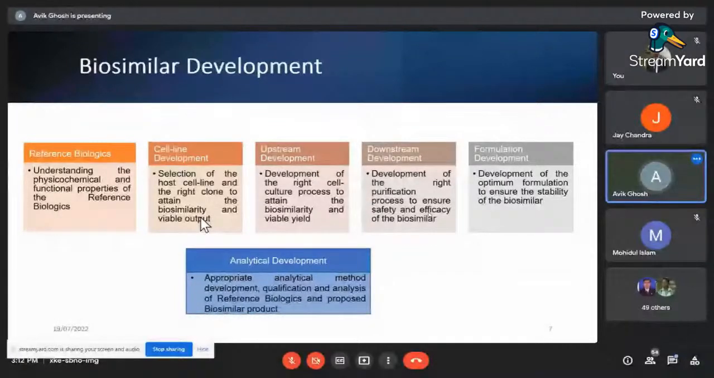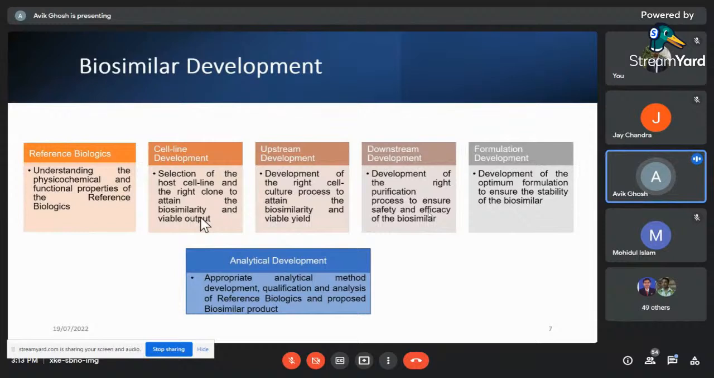This analytical development generally involves the development of analytical methods which are appropriate for understanding the quality attributes of a reference biologic and the biosimilar. In the next slide, I'll discuss more about what a quality attribute means. One important part here is that even for process development, when it needs to run in a repetitive manner, there can be small variations that cannot be avoided, but every time this process is run, the cell line development, upstream, downstream, and formulation, it needs to yield the same product, right? These functions need to act the same way all the time; it cannot be different.